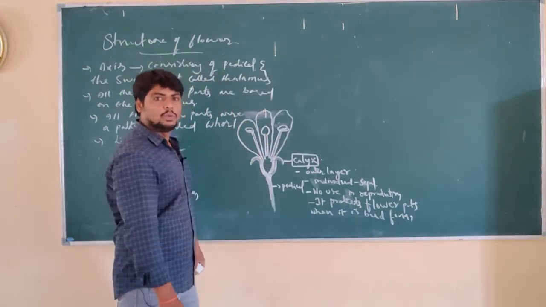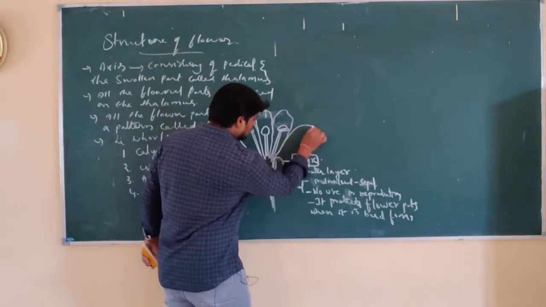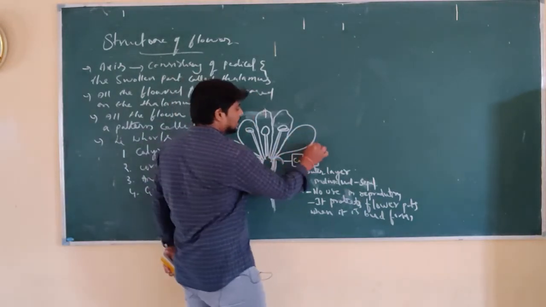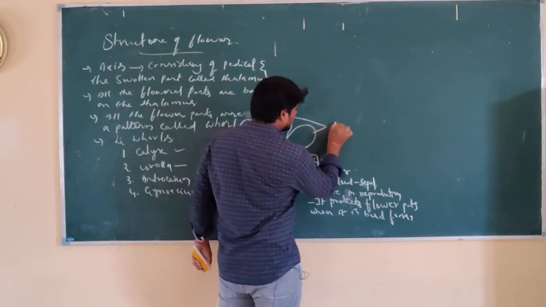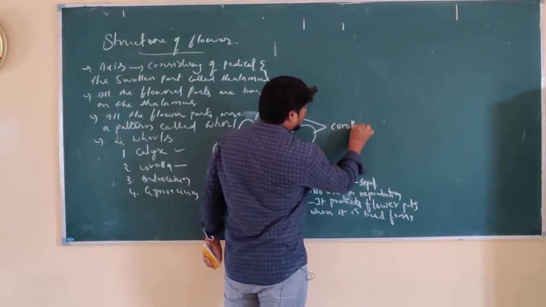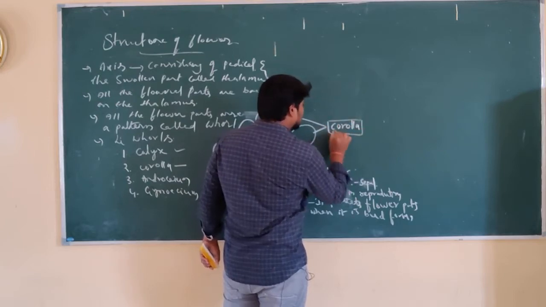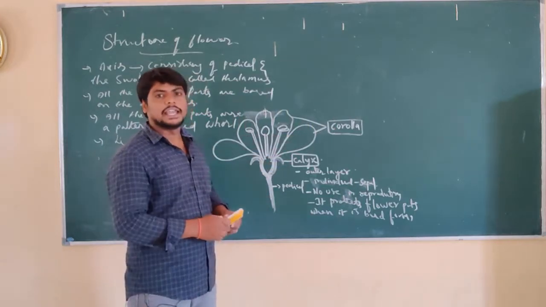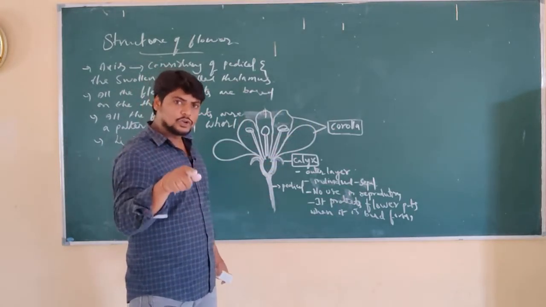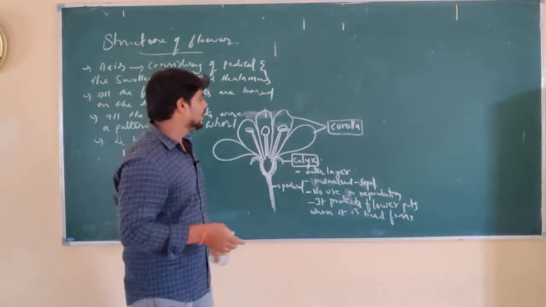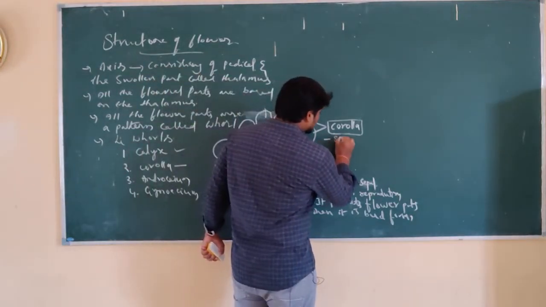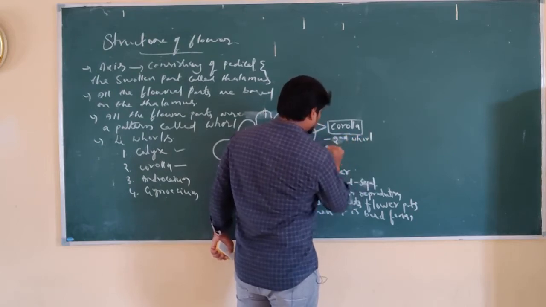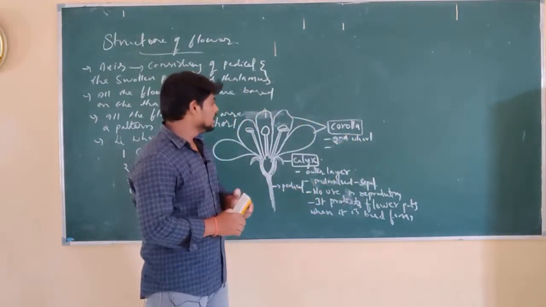So corolla, the second whorl, what it is called as corolla. So this is the second whorl. If you observe the corolla, this corolla is a second circle, also called the second whorl or second pattern. It is individual, single.